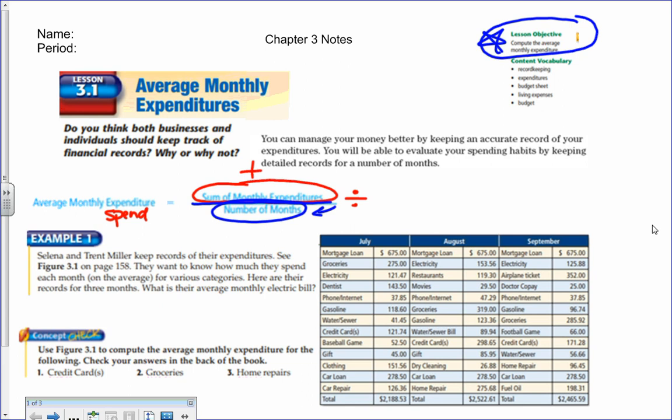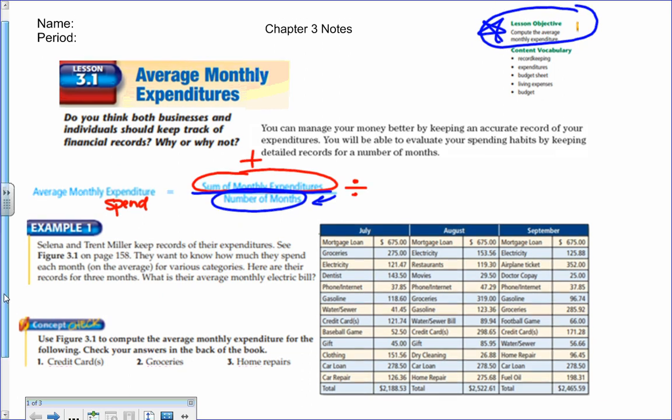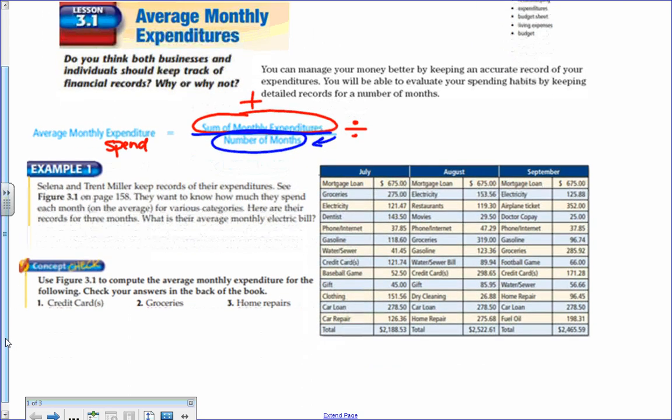So depending upon which months you're at, it's important to know, over a span of months, how much you're spending in each area. So we're going to look at Selena and Trent. They're the Millers. They keep a pretty good record of their monthly expenditures. Here's July, August, and September on your page. And they want to know how much they spend each month for the different categories. So we are going to help them calculate the average monthly electric bill.